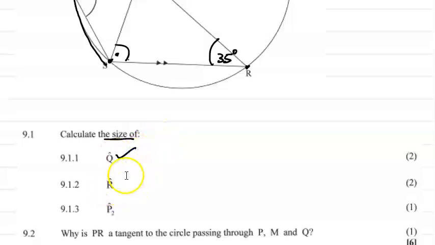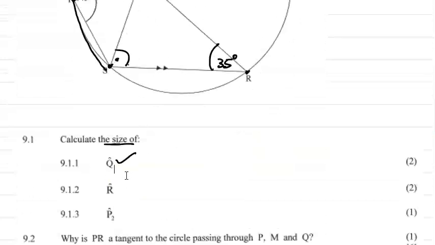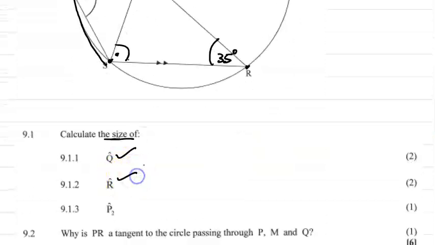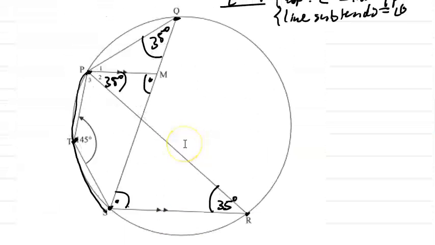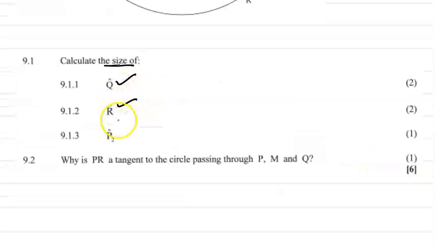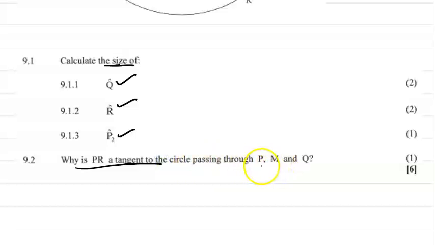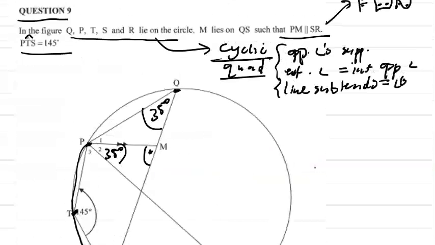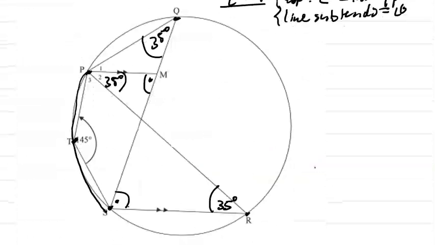What about R? Oh yes, we've already got R as well. So you'll tick it and say, okay, I found R. P2. Let's go and have a look at P2. Oh yes, we've got P2 is 35 degrees as well. So we've got Q, R, and P2. Why is PR a tangent to the circle passing through P, M and Q? So if you look at P, M and Q, let's go and have a look at that. So we got P, M and Q.